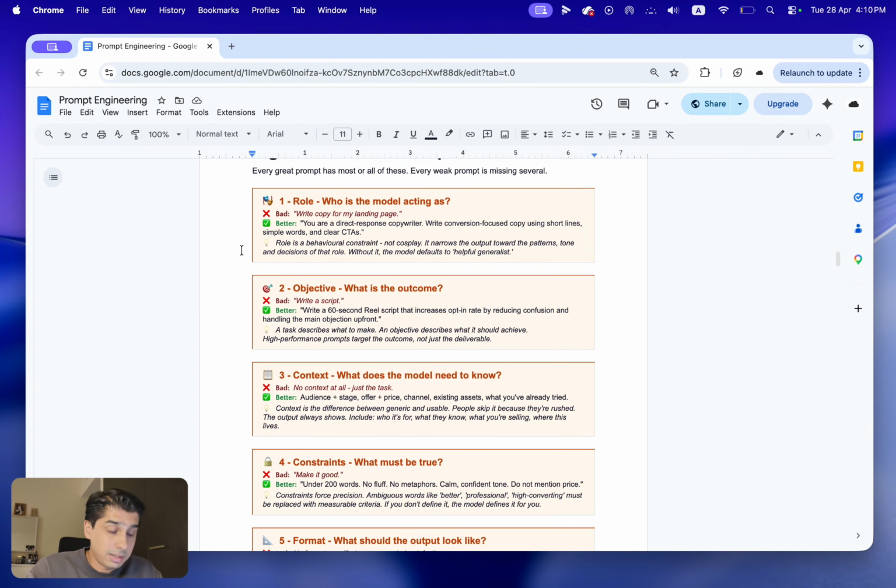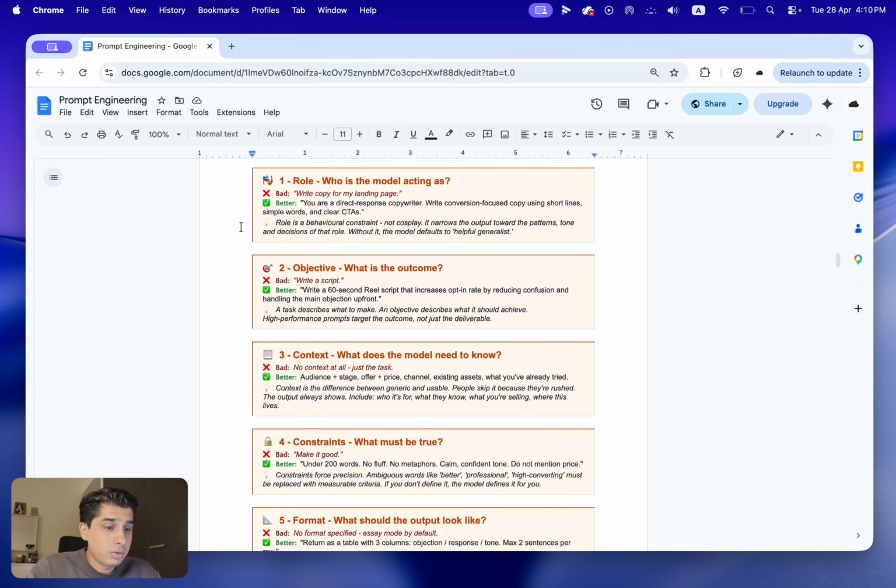So an example of a bad prompt is: write copy for my landing page. Cool. What landing page? What's the context? What's the goal? And again, if you are not clear in your goals and what it is you want to achieve from the output, you will just get extremely terrible results. So it's really important before you go into prompting, you need to understand a clear path and a clear goal in your mind first. Now, a better prompt example is: you are a direct response copywriter.